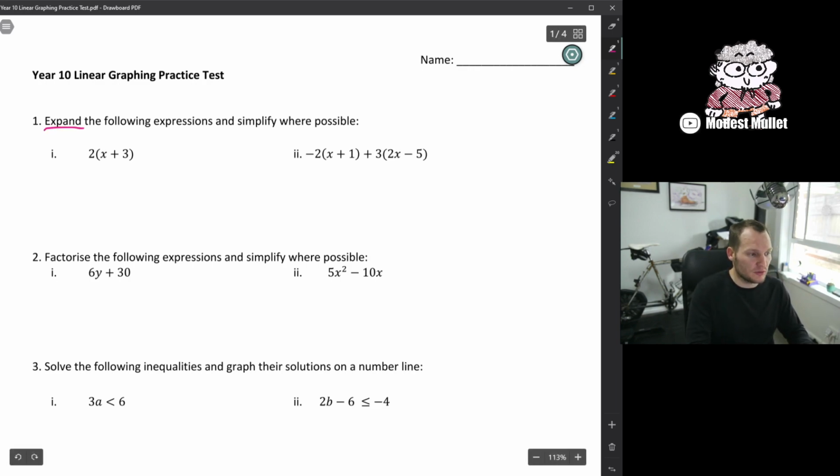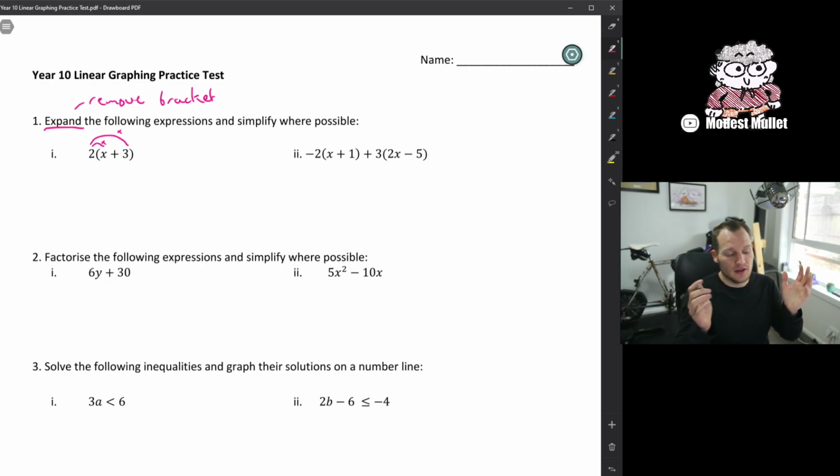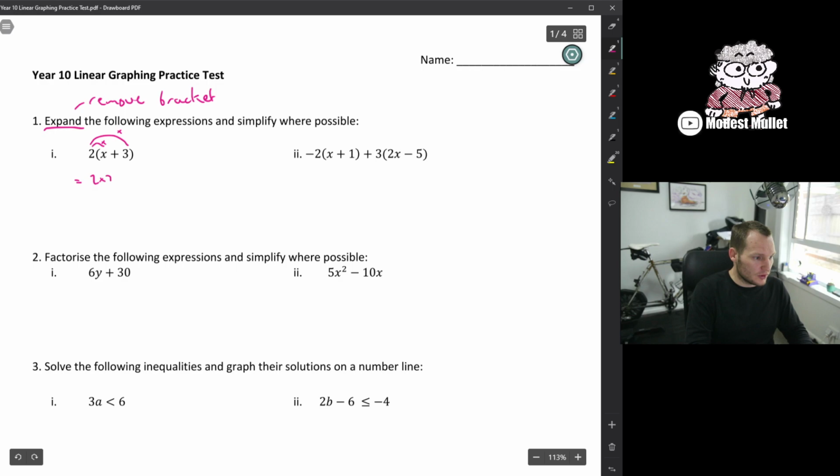Expand just means remove brackets. So we're clear on what the question is asking us to do, it's just to get rid of the brackets. And the way we get rid of the brackets is using the distributive law. The distributive law is whatever's out the front of the bracket, we multiply by everything inside the bracket. Doesn't matter how long the bracket is, whatever's in front, we multiply by everything inside. So in this case, this is the same as 2 times x, and then plus 2 times 3. So the 2 times the x, and then the 2 times the 3, and that then gives us 2x plus 6.